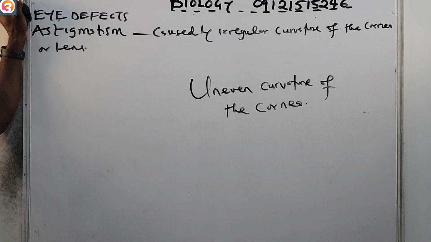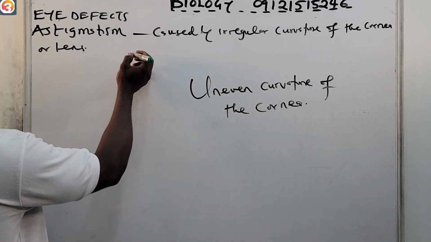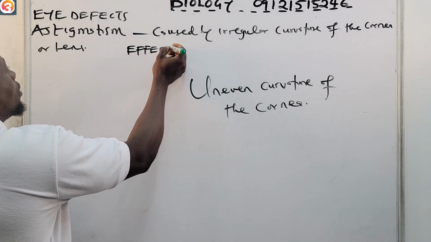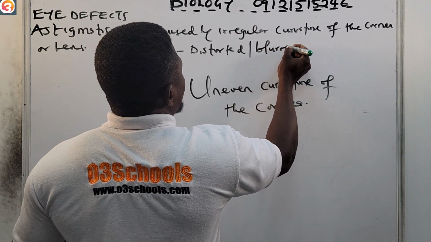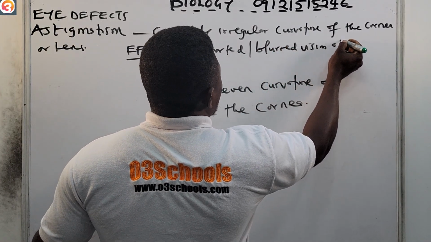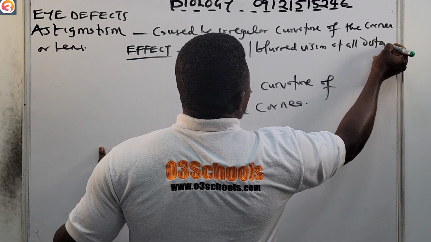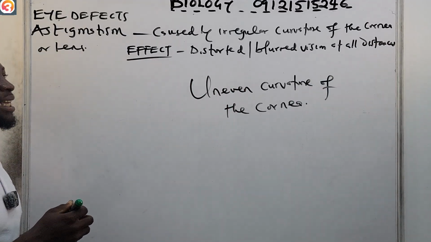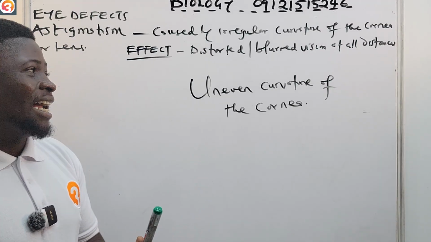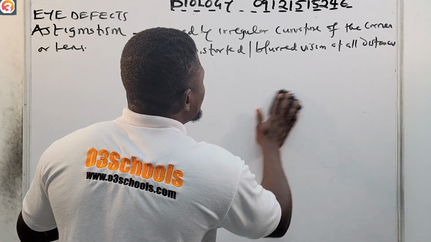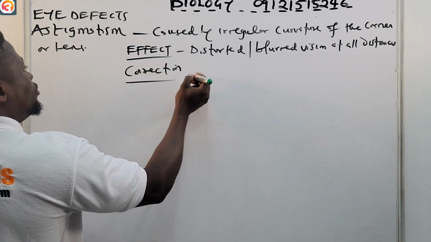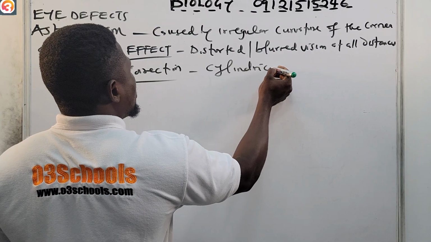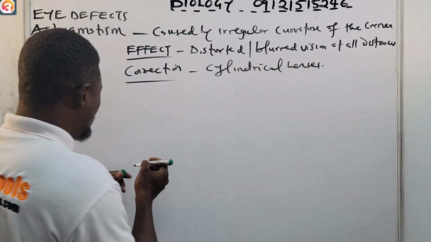What is the effect of this? You see distorted or blurred vision at all distances. Please take note of that. And how can we correct astigmatism? We use cylindrical lenses. Correction: this time we use cylindrical lenses.